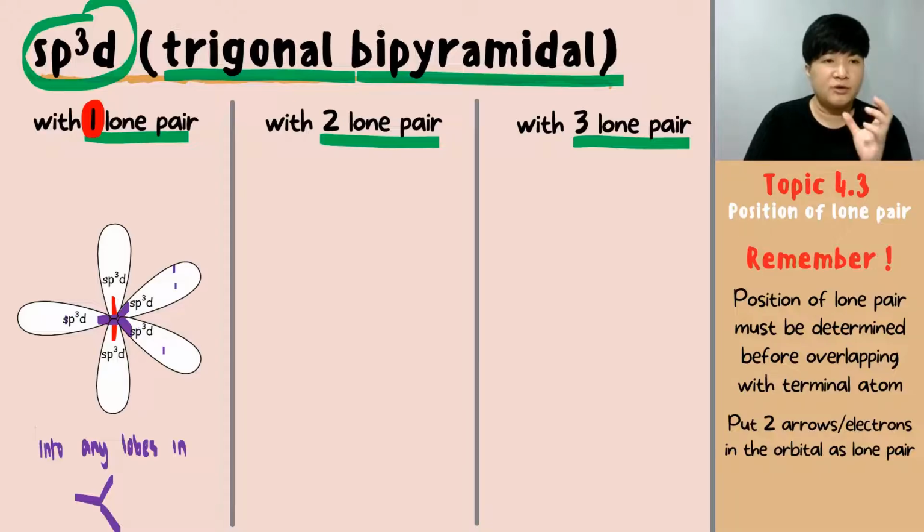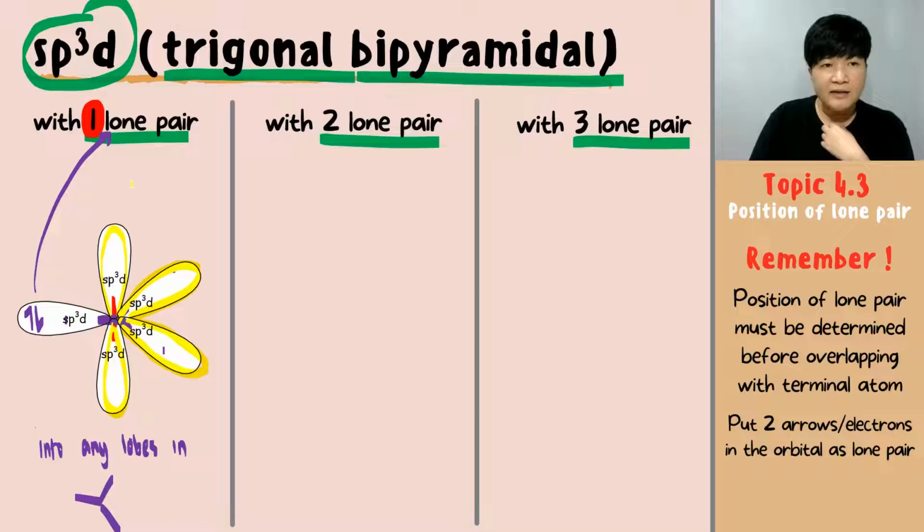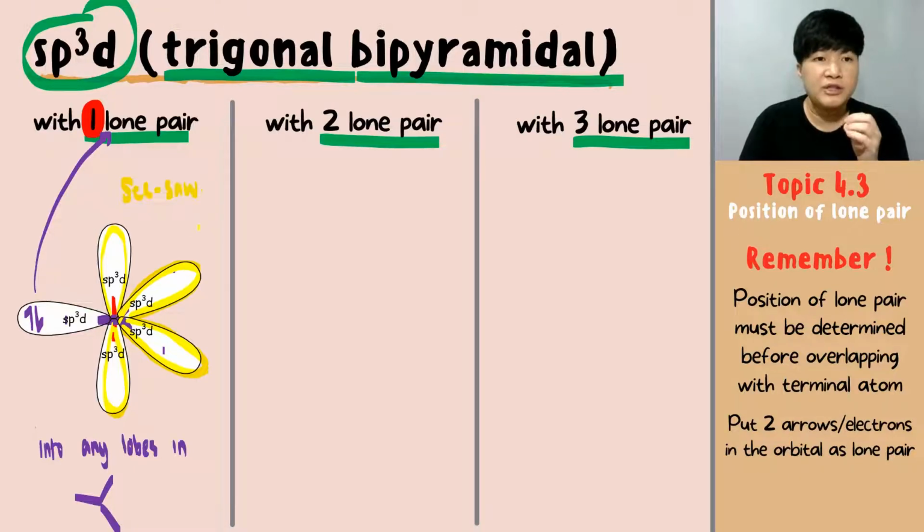So let's say I put my lone pair over here. That is my one lone pair. I hope you can see what is left. You are left with your seesaw. Can you see that? So that is the seesaw shape, that is the geometry of seesaw. That's why your lone pair must be located over here.